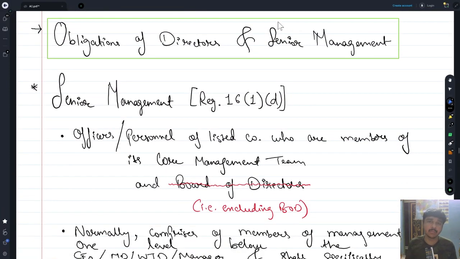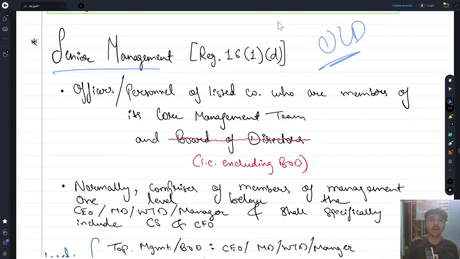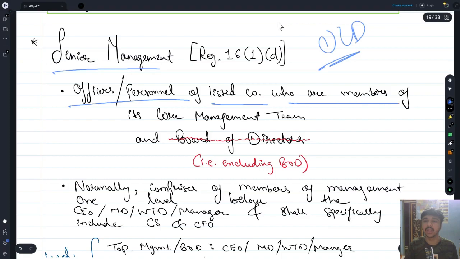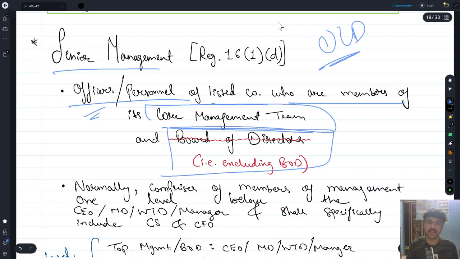Now we have talked about how much money is to be given to them. Now what will they give to us? The obligations of directors and senior management. Now basically, what is senior management? Senior management are the officers or personnel of the listed company who are members of its core management team, the team that is actually managing the company in its very depth. It does not include the board of directors. That's why I have cut this part.